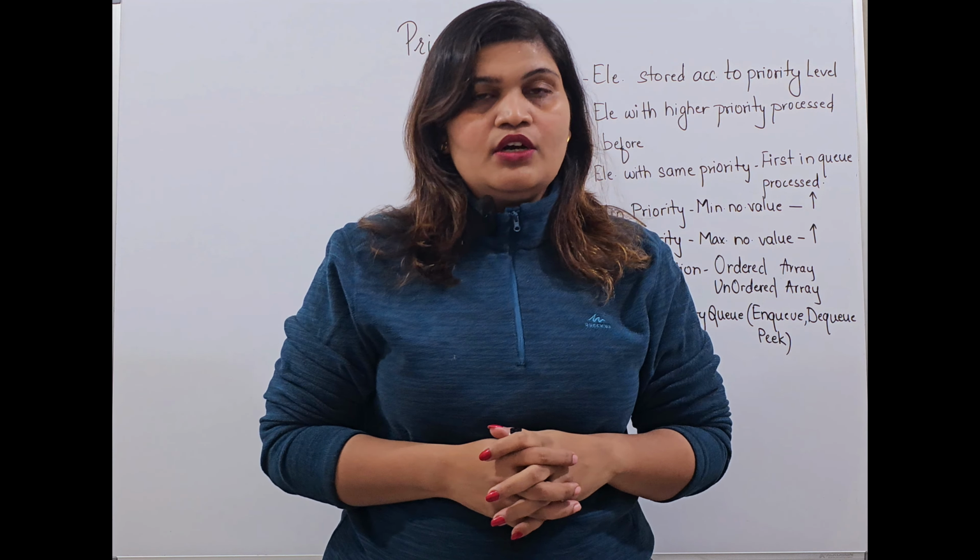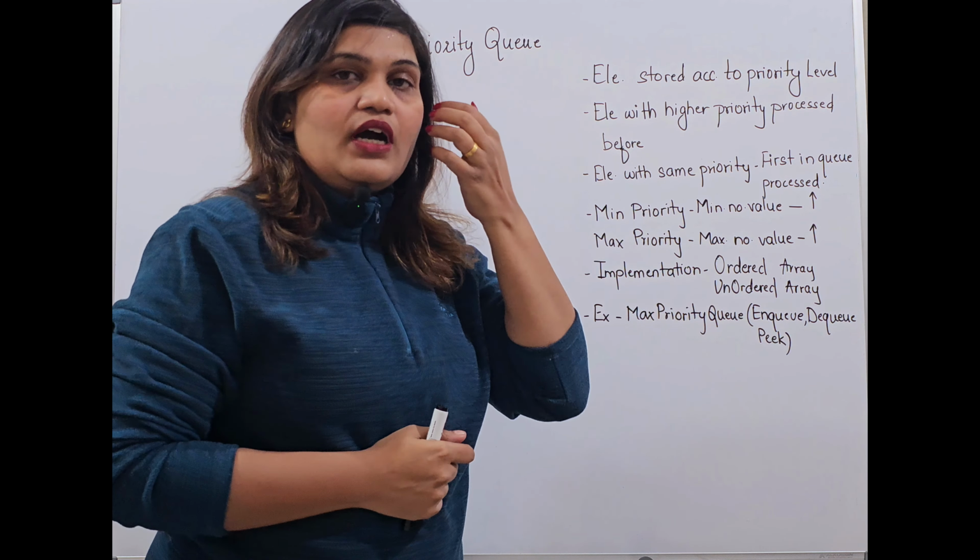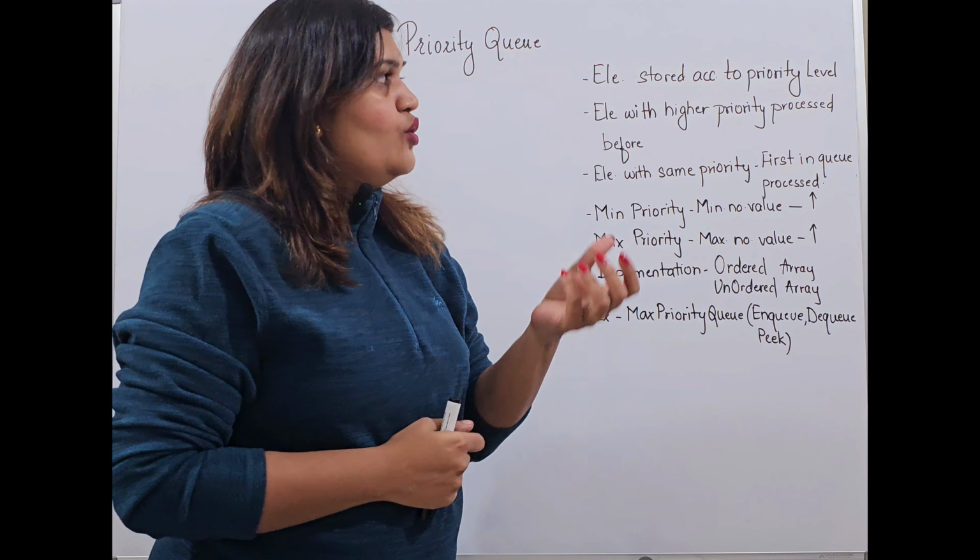The very first point says elements are stored according to the priority level. So a priority queue will store the elements on the basis of priority. Next point says element with higher priority is processed before. Yes, the element that has the highest priority will be the one that is processed first. So basic functions of queue are insertion and deletion, right? If I want to insert or delete an element, I would check the priority of the element. The element with highest priority will be the first one on which the operation will be performed.